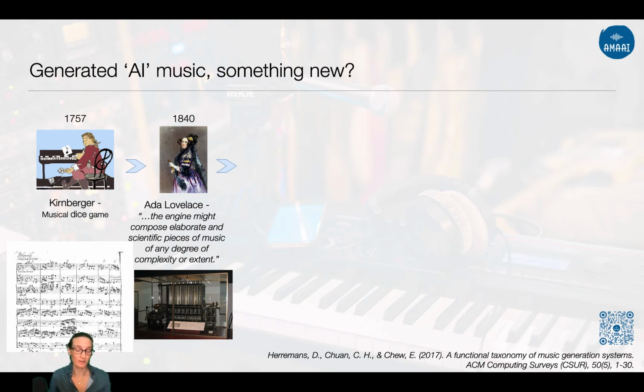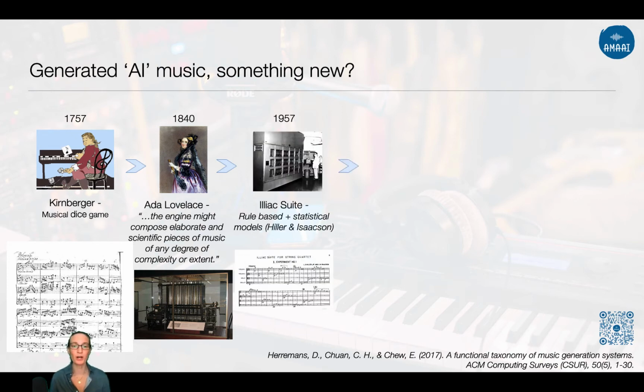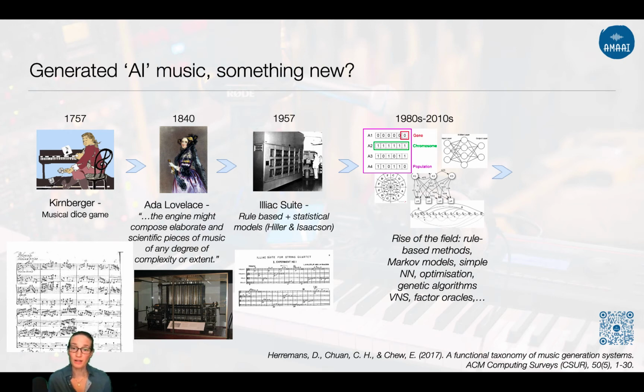So back then, before actual computers as we know them today were built, the idea of using a computer to create music was already there. Now, of course, it wasn't until much later when we actually had electronic computers, another 100 years further in time, when the first musical piece was generated by a computer. This is called the Iliac Suite, and it's a string quartet created by Hiller and Isaacson using a statistical Markov-based and rule-based model.